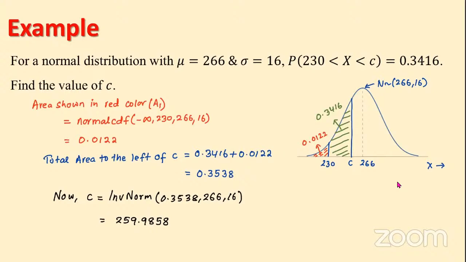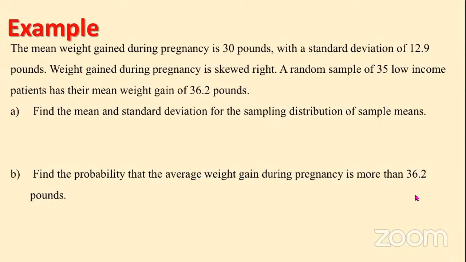Now let's move on to the second example. Okay, here is my second example. Let's see what this question is about. The mean weight gained during pregnancy is 30 pounds with a standard deviation of 12.9 pounds. Weight gain during pregnancy is skewed right. A random sample of 35 low-income patients has their mean weight gain of 36.2 pounds. We have to find the mean and standard deviation for the sampling distribution of sample means, and we have to find the probability that the average weight gain during the pregnancy is more than 36.2 pounds.